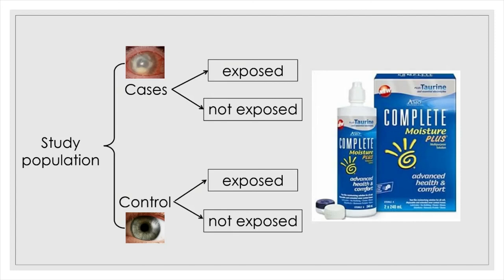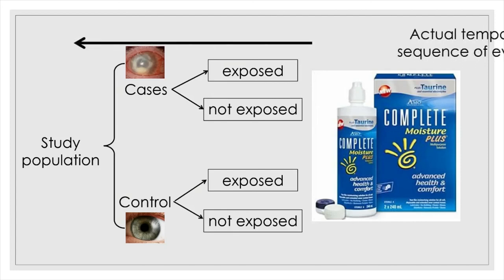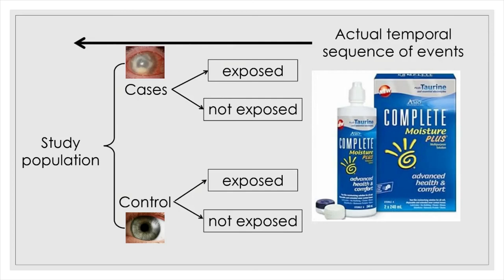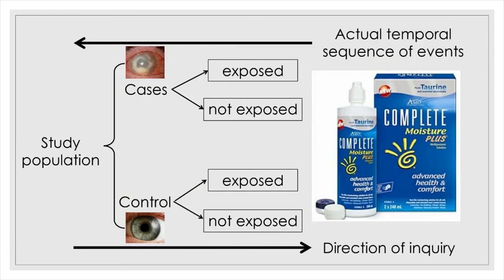In a case control study, the direction of inquiry goes against the actual sequence of events, as indicated by the arrows. So this is an example of how a case control study is conducted, and next time we're going to talk about how the measures of association between the exposures and the disease occurrence are calculated in the case control study.